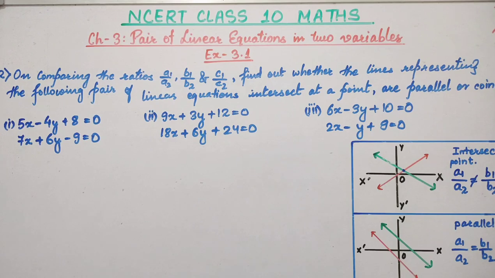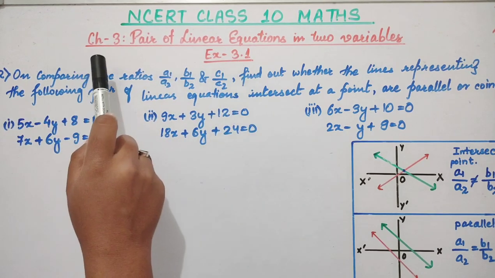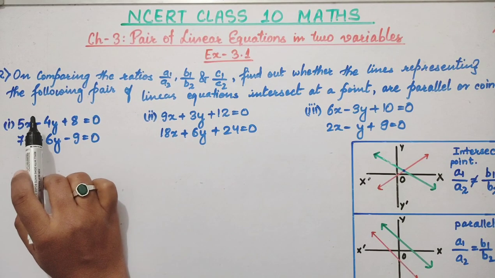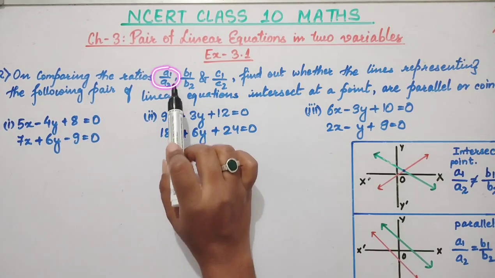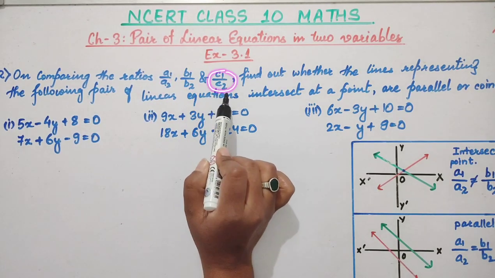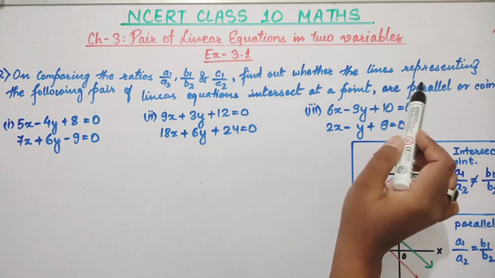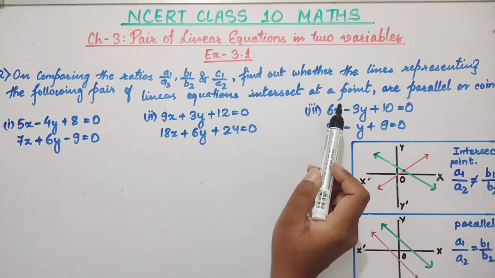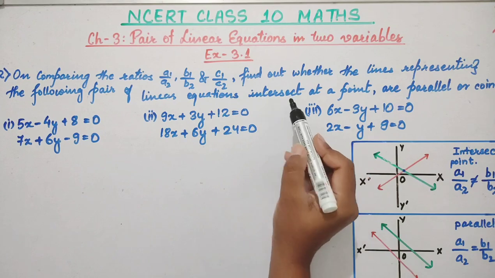Today we will start with question number 2 of exercise 3.1 of NCERT class 10 mathematics book chapter 3, that is pair of linear equations in two variables. We have the question over here. On comparing the ratios a1 by a2, b1 by b2 and c1 by c2, find out whether the lines representing the following pair of linear equations intersect at a point.